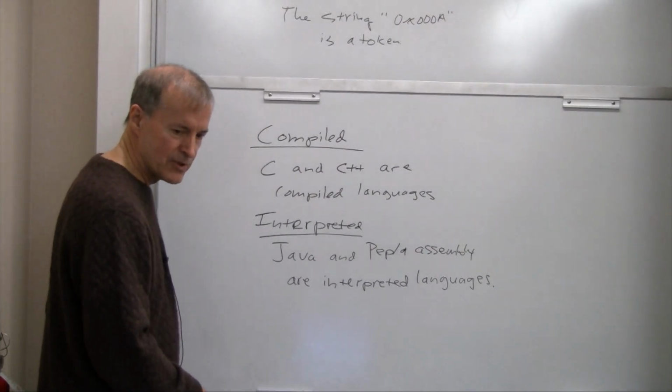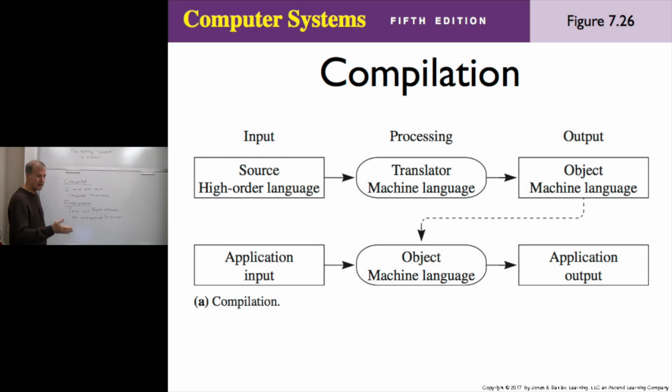So in figure 7.26, in part A of the figure, like we have on this slide, we have the compilation process. When we talked about what a compiler does, this is basically just a repeat of what we've already done with C. This is an example of how the C programming language works. In the top part of the figure, the input is the source, which is written in a higher order language like C. And then the processing is the compiler, a translator, and of course that translator has to be written in machine language.